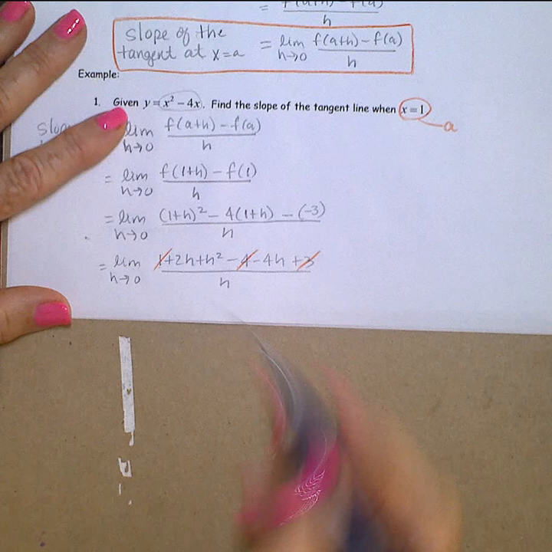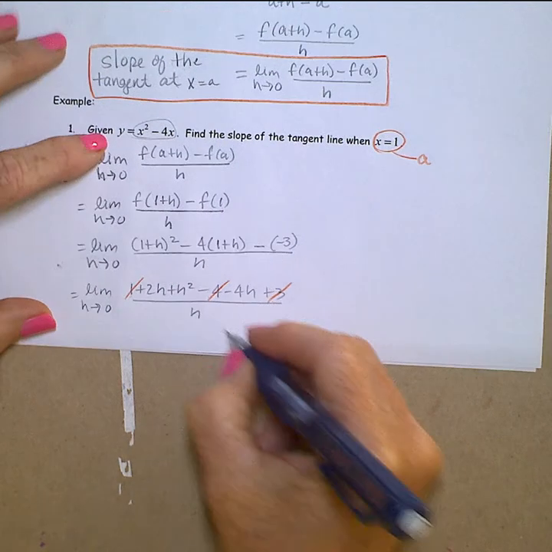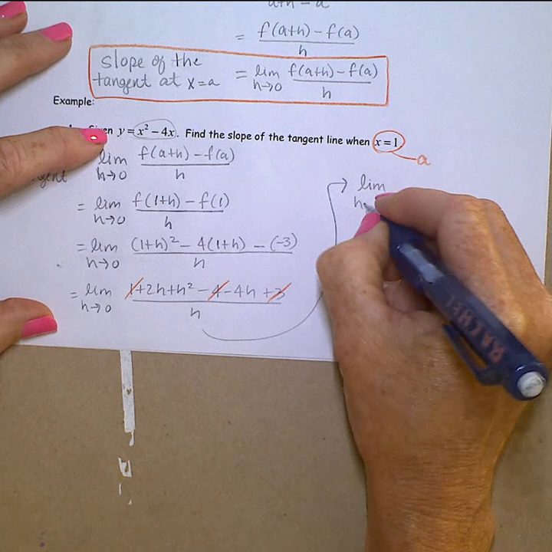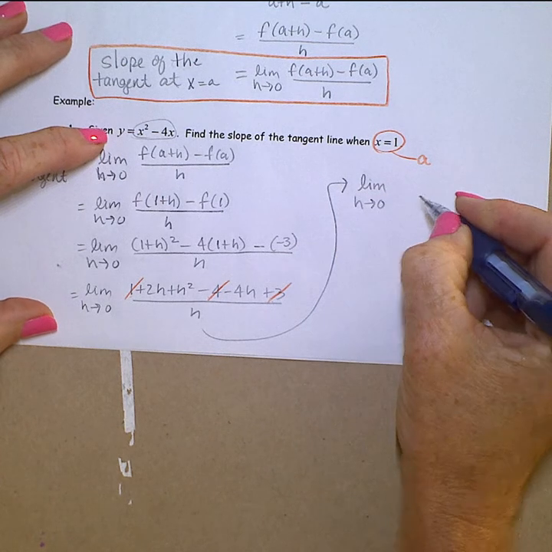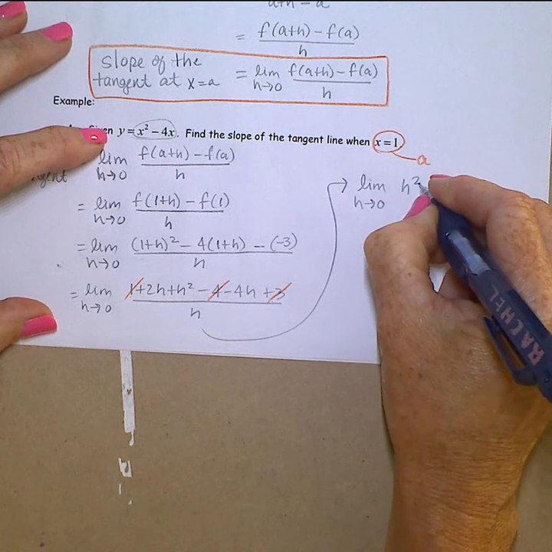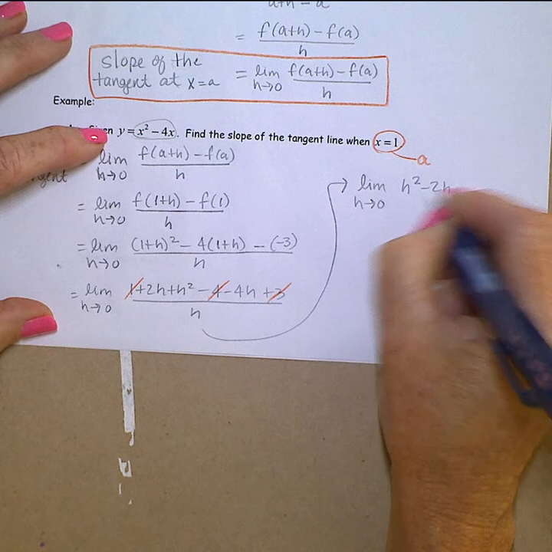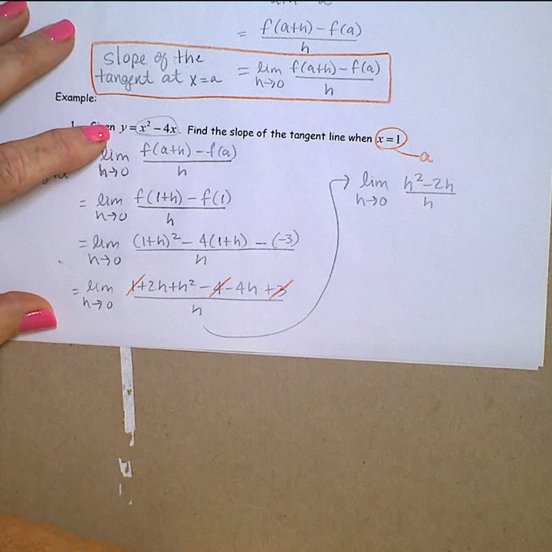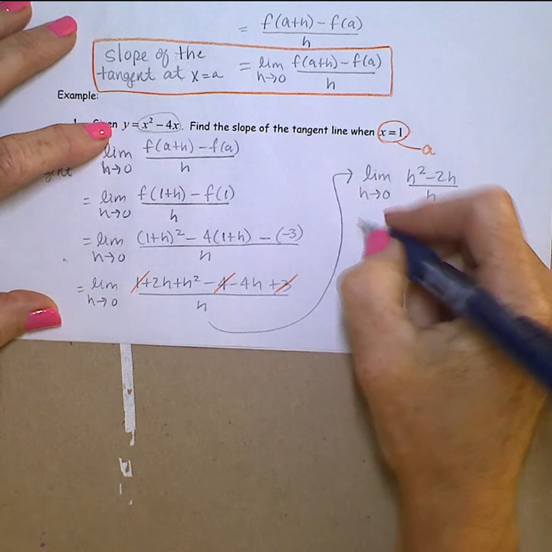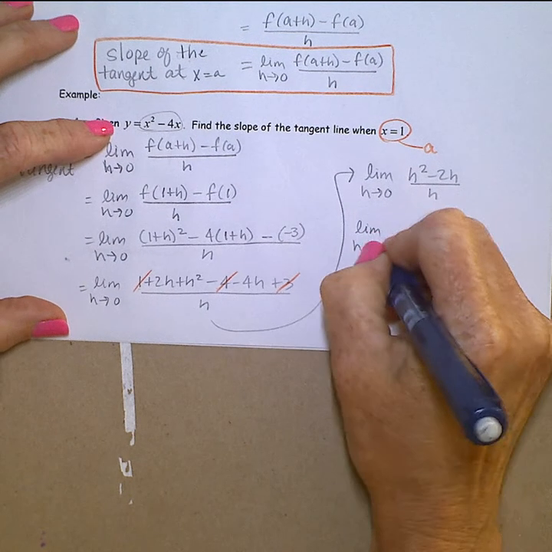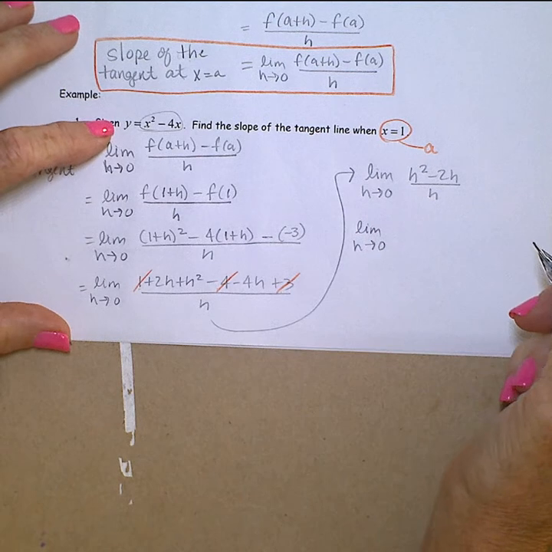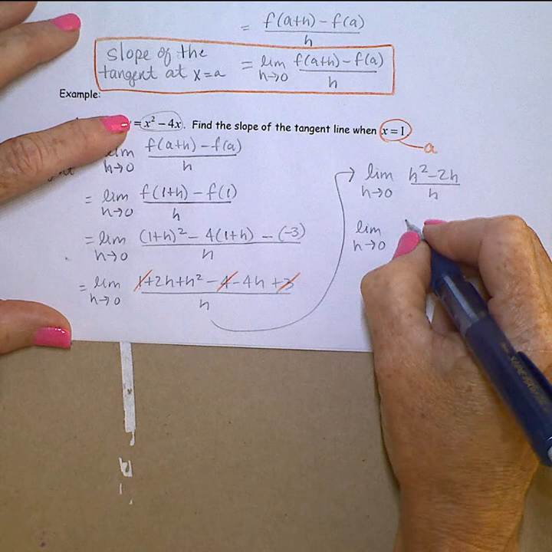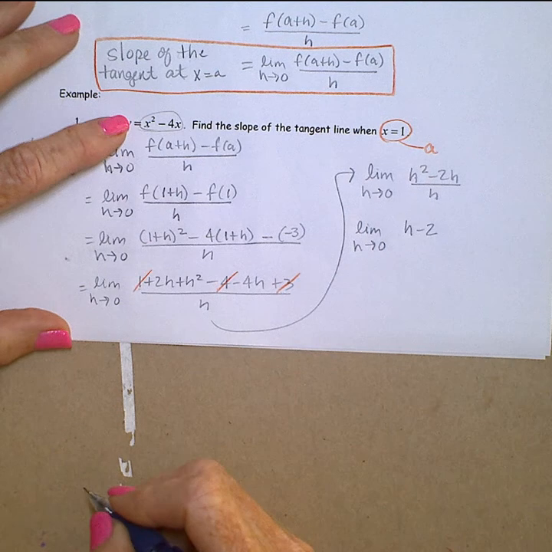So we're left with, oh, I'm running out of space. I'm going to have to come up over here. The limit as h approaches 0 of, we have an h squared minus a 2h all over h. Now what do you see? You can take an h out of everything, which leaves us with h minus 2.